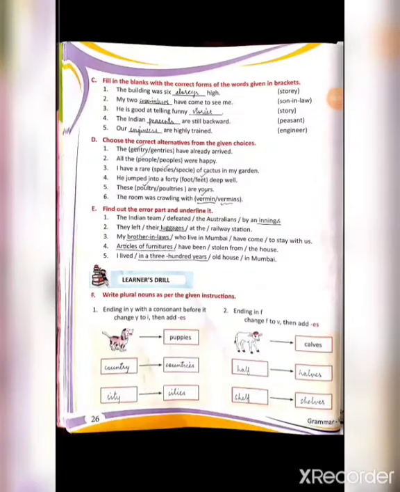Next, my brother-in-laws who live in Mumbai have come to stay with us. So beta, it will become my brothers-in-law, not brother-in-laws, because we have done that whenever a compound noun is there, we make it plural by adding s in the main word. So my brothers-in-law who live in Mumbai have come to stay with us. Next, articles of furnitures. Beta, we know that furnitures is never written this way because furniture itself is a plural word, so we never add s to it. So articles of furniture have been stolen from the house.